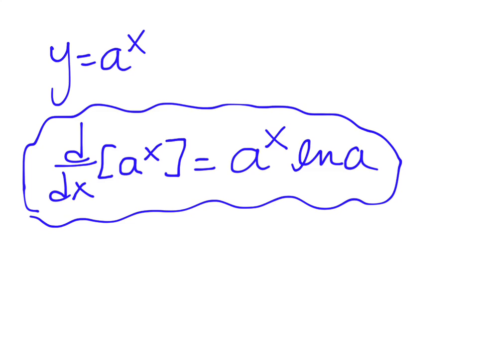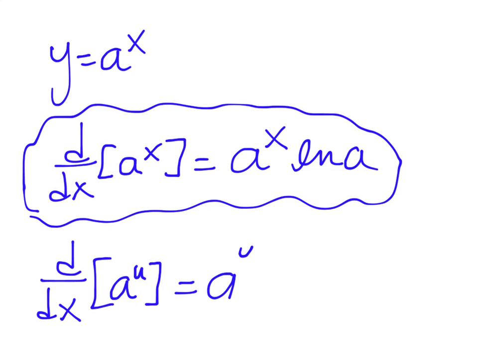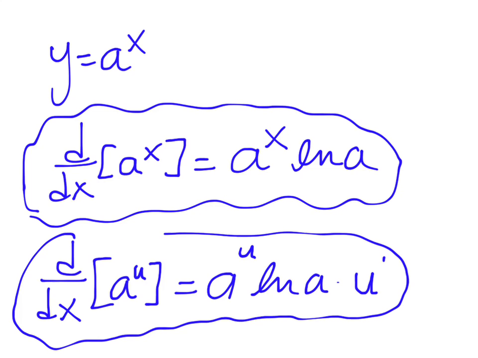Now, you don't always have just x as an exponent. The intention of this video is not to talk about the chain rule. But if you did have something other than x, say x squared, sine, whatever it might be, let's call it u, something a little more complicated, it would be a to the u times ln of a times u prime, or du over dx, however you want to think of it. So that's really your two rules you can use going forward to take the derivative of exponentials.